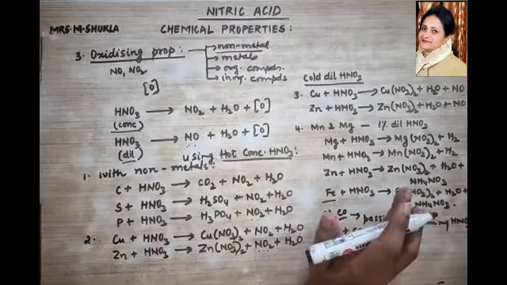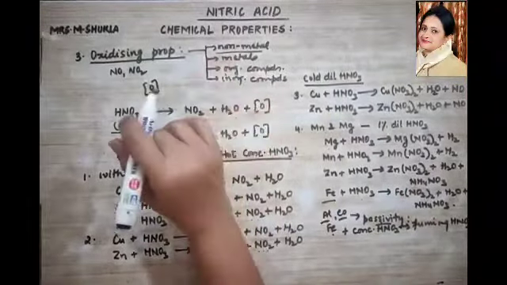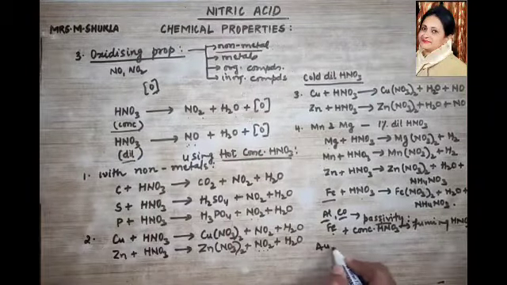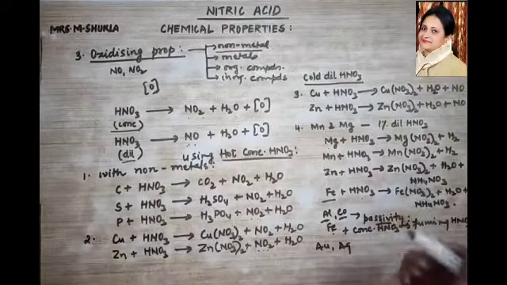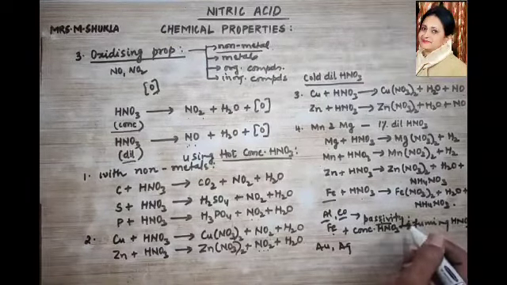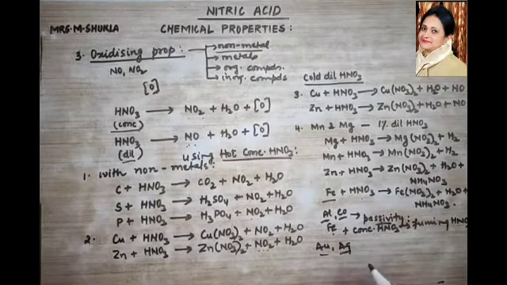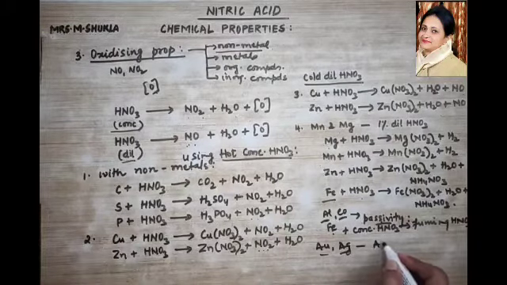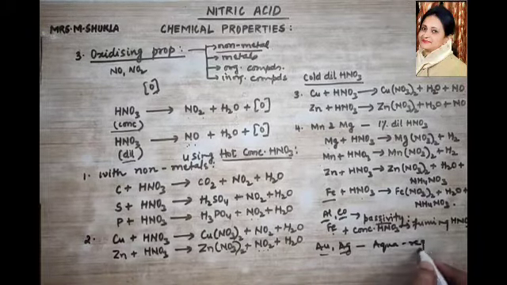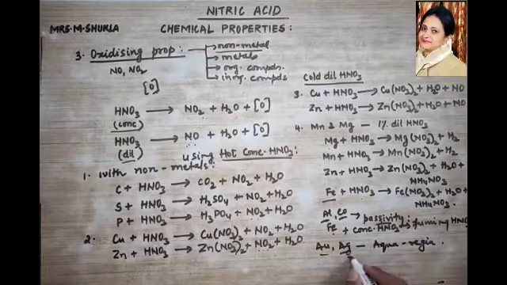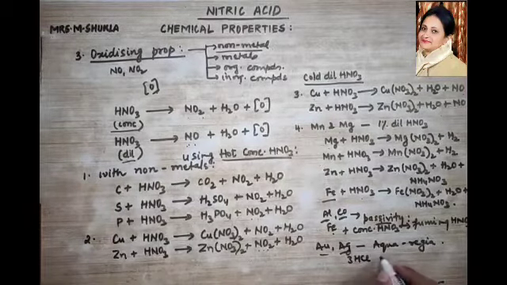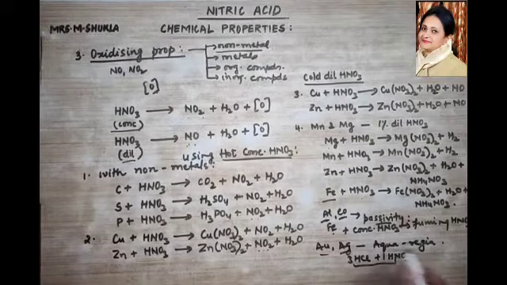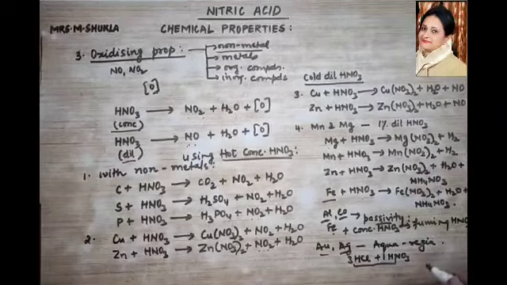Next we come to certain more metals, the noble metals, which are placed very low in the activity series. What are those metals? Like gold and silver. Will concentrated nitric acid react with them? No. So how are they treated then? They are treated with aqua regia. I have already taught you what aqua regia is: 3 parts of concentrated HCl and 1 part of concentrated HNO3. They both combine to form aqua regia by volume.